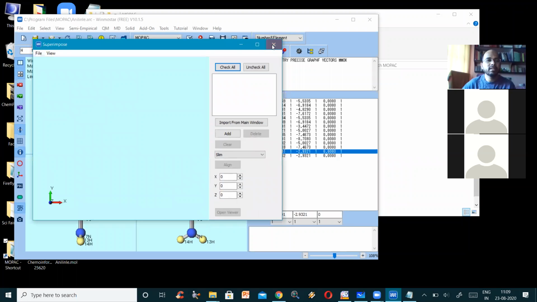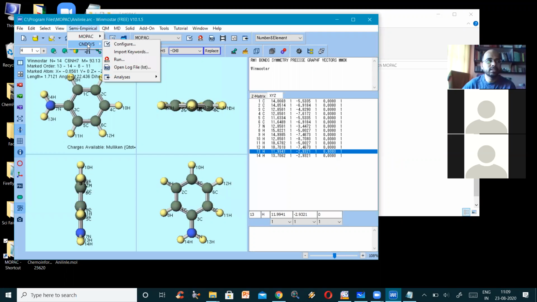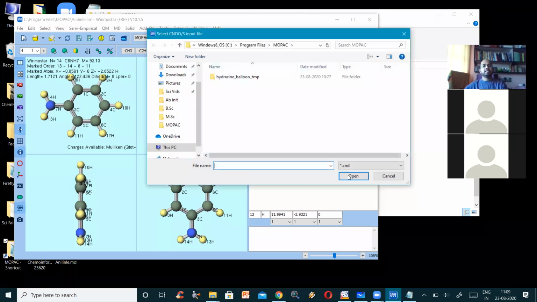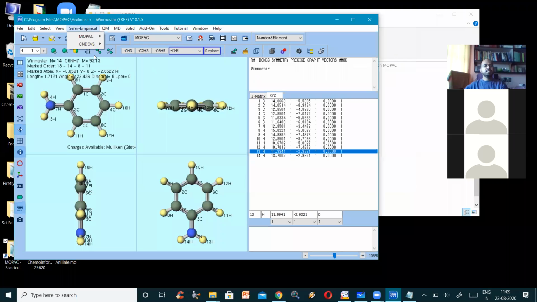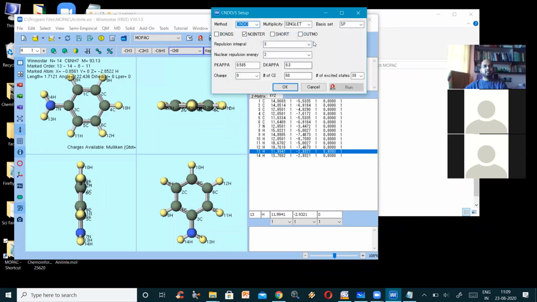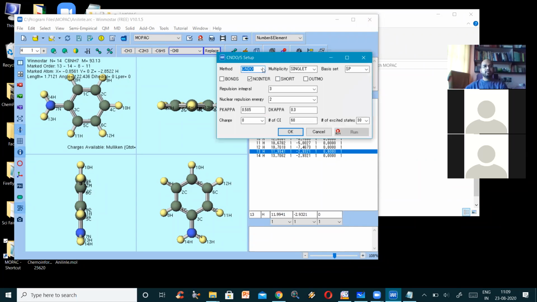Now, the other part that you can do, which I'm not doing now, is the complete neglect of differential overlap, CNDO, which can be calculated. I think you know this. CNDO is the complete neglect of differential overlap, and I'll just try this CNDO and see what happens. Just run it. It gives you what you want. What is the method you want? Complete neglect of differential overlap or intermediate neglect of differential overlap. You can calculate this for singlet and triplet.